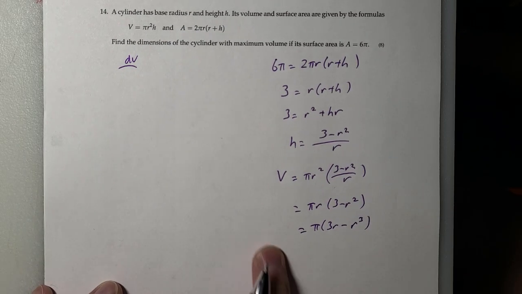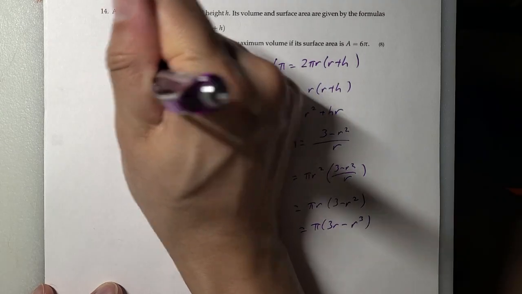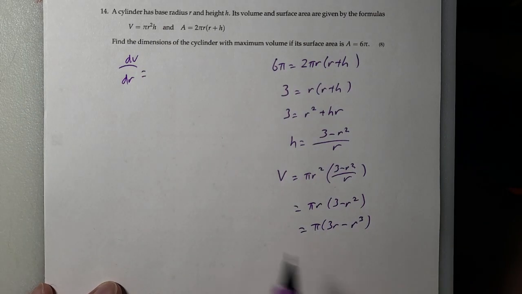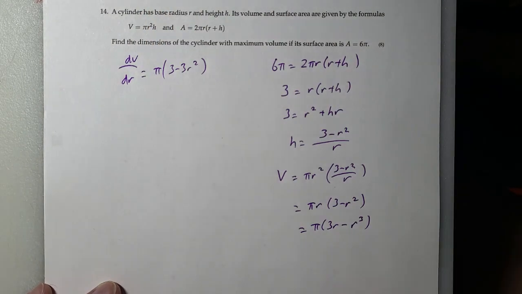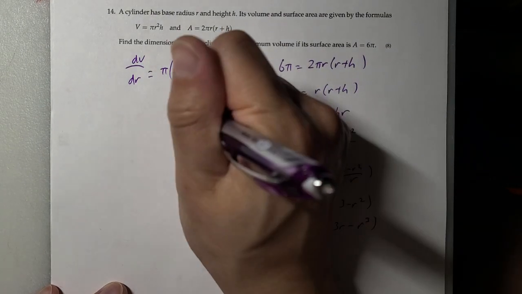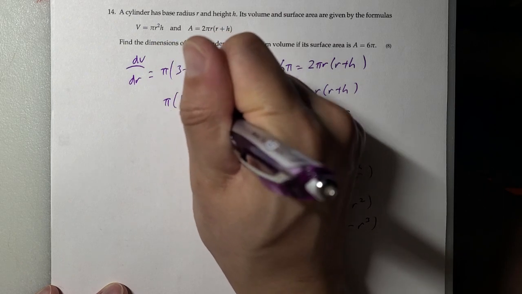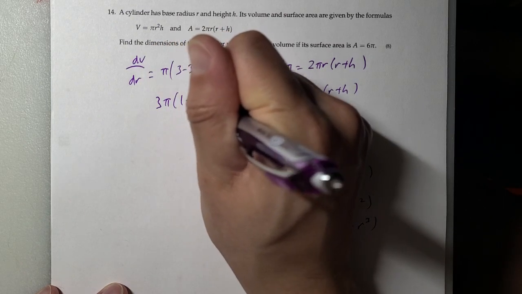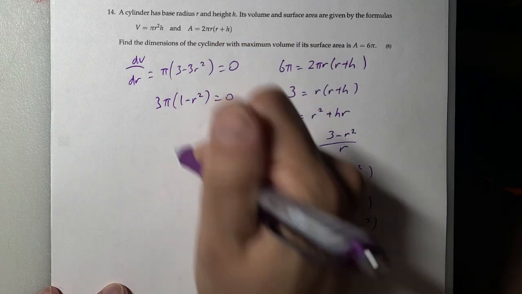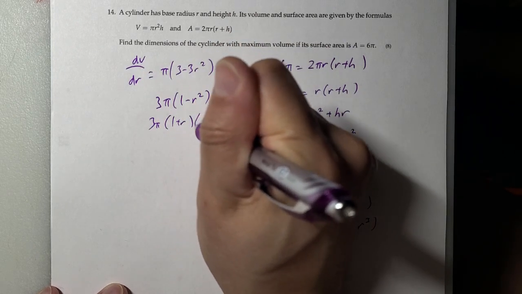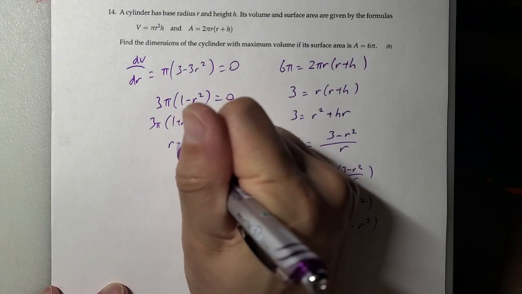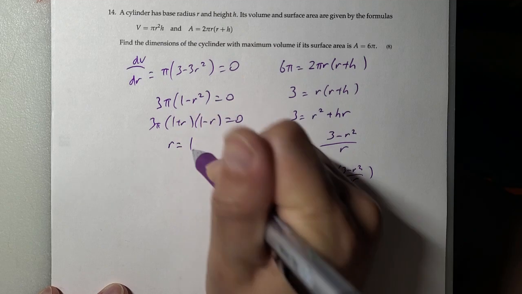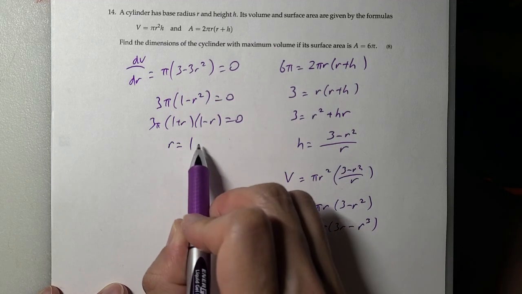Now we can differentiate V with respect to r. dV/dr is equal to pi, which is just a constant, times the inside, which would be 3 minus 3r squared. We want to optimize this, so set it equal to 0. We can simplify: 3 pi (1 minus r squared) is equal to 0, or we can factor: 3 pi (1 plus r)(1 minus r) is equal to 0. So our solution is radius equal to 1. Radius cannot be negative, so we eliminate that solution. So radius is equal to 1.